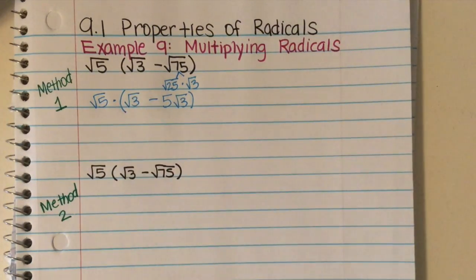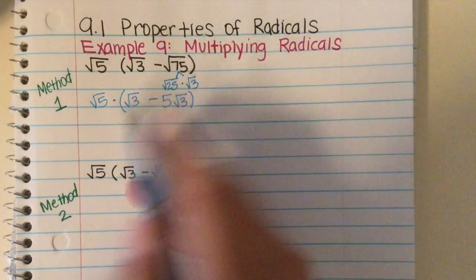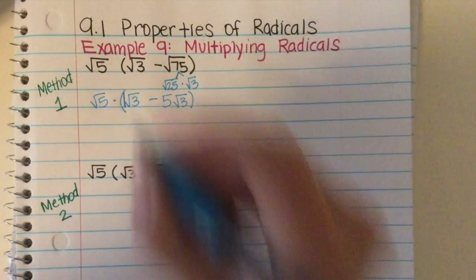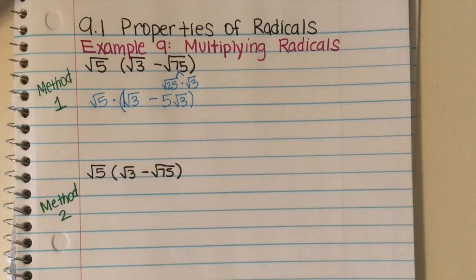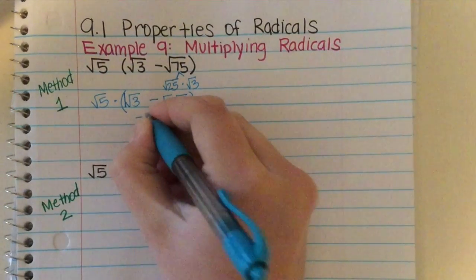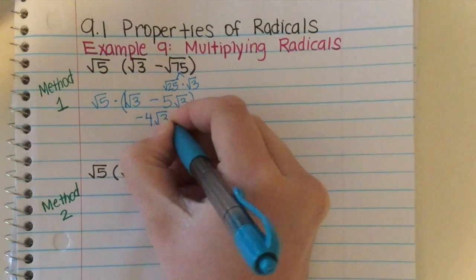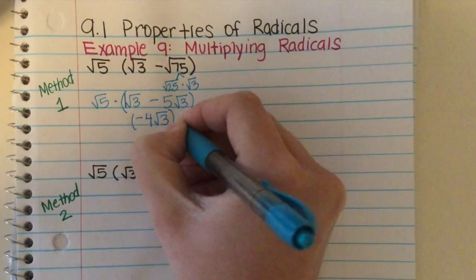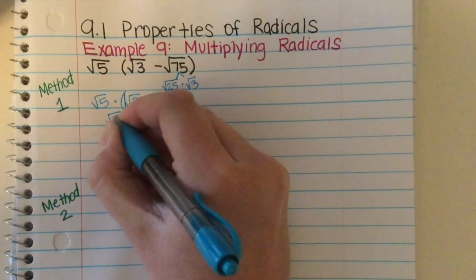Now I'm going to clean up what's inside of the parentheses. So even though the 1 isn't written here, this is 1 square root 3 minus 5 square root 3. So I'm going to subtract 1 minus 5, which gives me negative 4 square root 3. And that is going to be multiplied by the square root of 5.